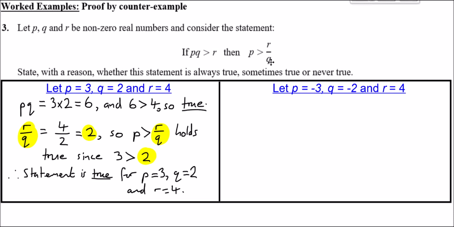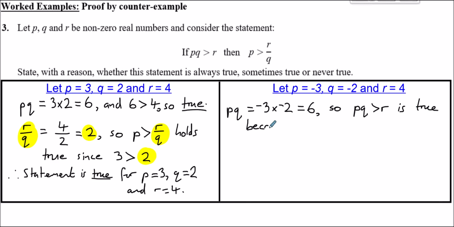So let's say p is minus 3, q is minus 2, and r was 4. Then pq will be minus 3 multiplied by minus 2. Minus multiplied by minus is a positive, which is 6. So in this case, pq is greater than r is true, because our pq is 6 and it's greater than our r, which is 4.